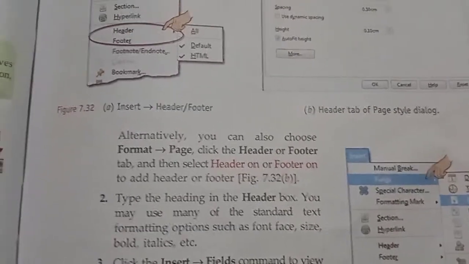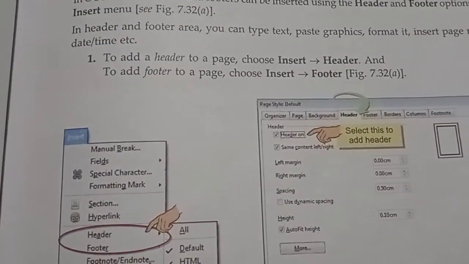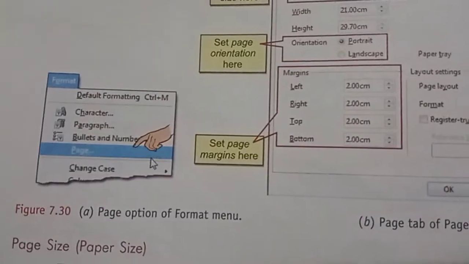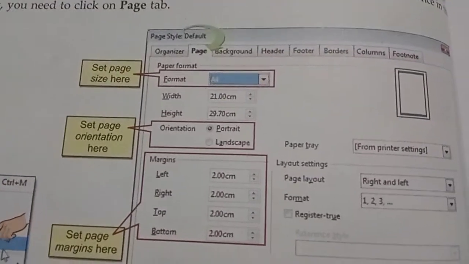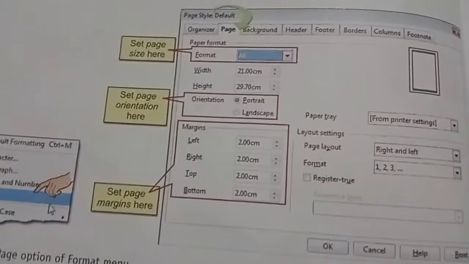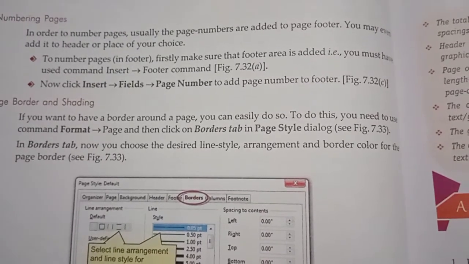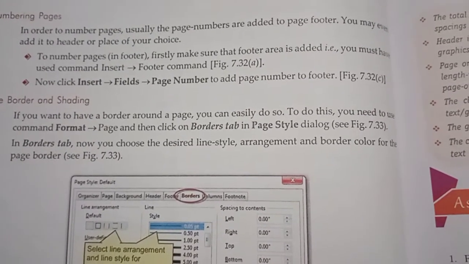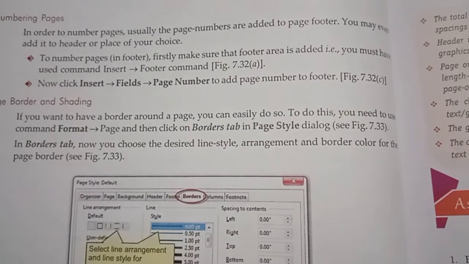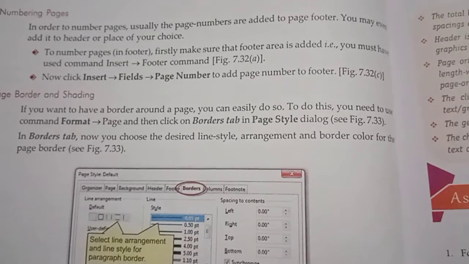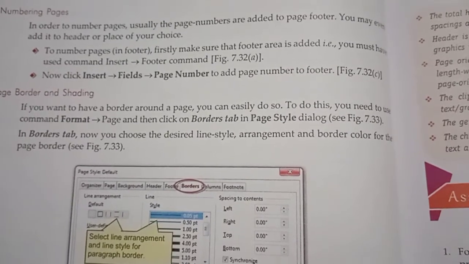Two methods are here: the Insert Header option or Insert Footer option. Otherwise, go to Format, Page, then from here you can select the header and footer. So two ways are here. Then for numbering pages, we can also use Insert, then Field, then Page Number. Normally the page number we apply in the footer section.